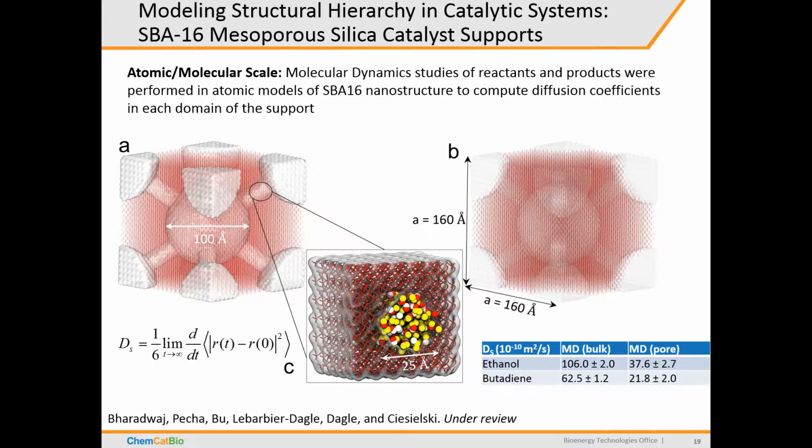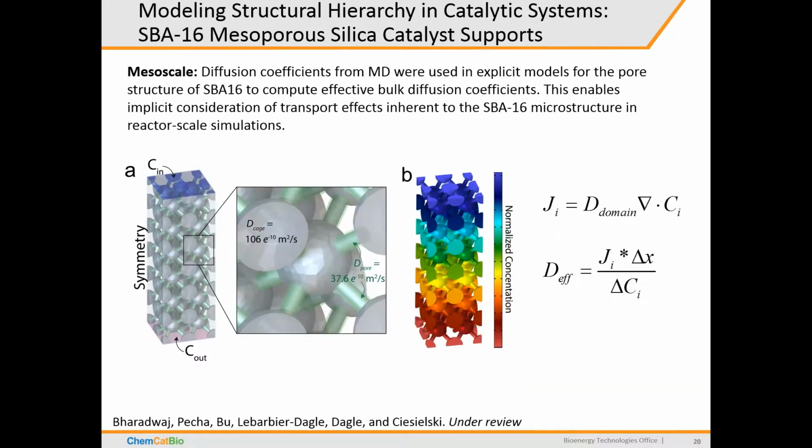Then we take those diffusion coefficients and apply them in a finite element simulation. In the cage domain, we use the cage diffusion coefficient, and in the pore domain, we use the pore diffusion coefficient. From there, we're able to apply concentration gradients across this, and now we're doing finite element calculations. From there, we're able to compute effective diffusion coefficients that take into account both regimes, and then apply that, which will allow us to do reaction diffusion simulations at much larger length scales.